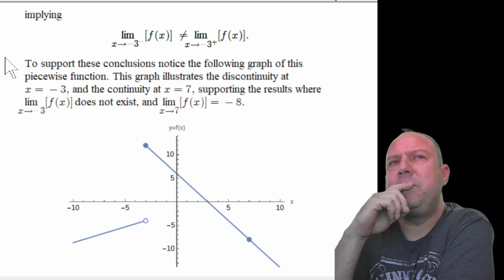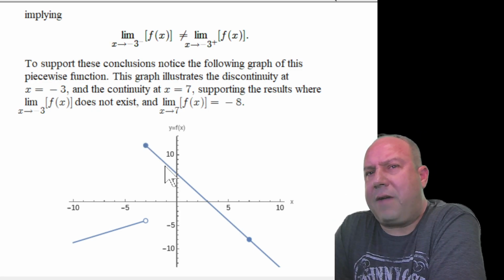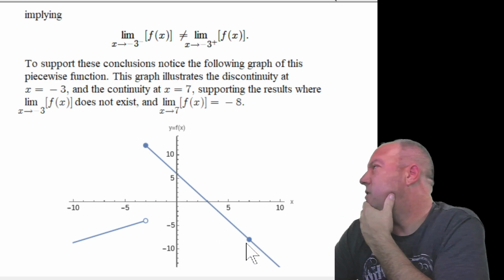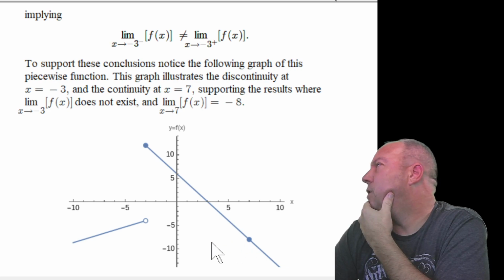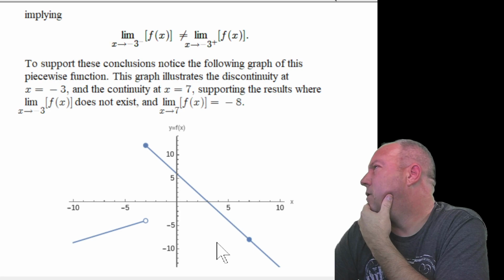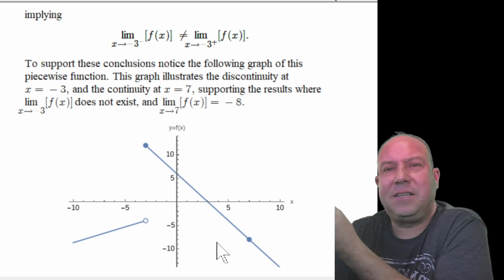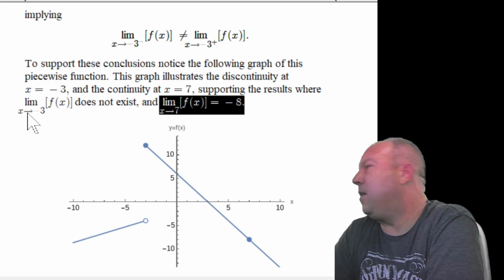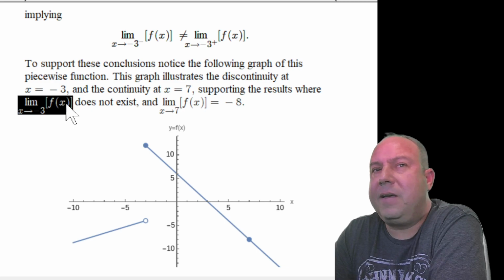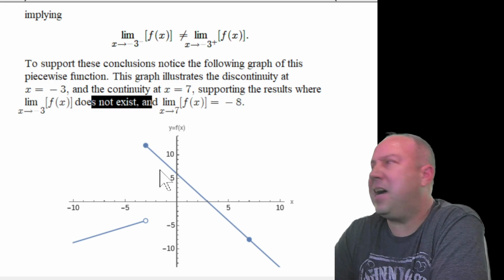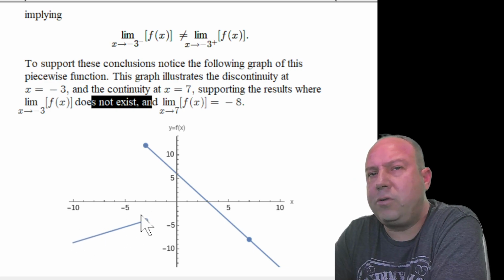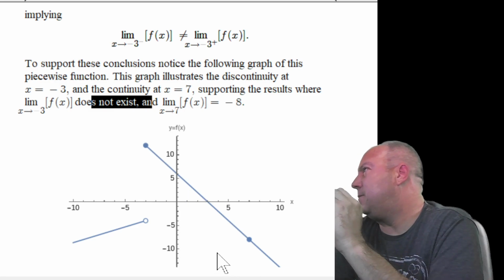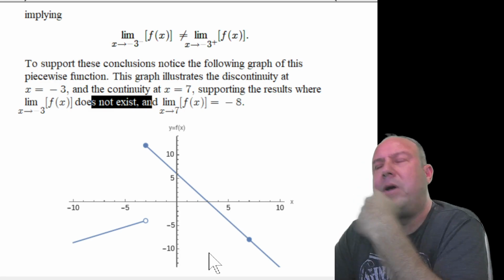All right. But if we take a look at our graph here, here's the graph of that piecewise function. We can certainly see at 7 down here at this location, we are continuous. We do approach that value of -8. The limit as x approaches 7 for f of x is equal to the value of -8. But that limit as x approaches -3 from both sides does not exist. And the reason it does not exist is because the approach from the left and the approach from the right are not the same.